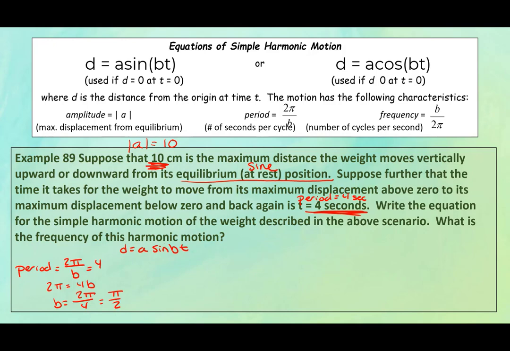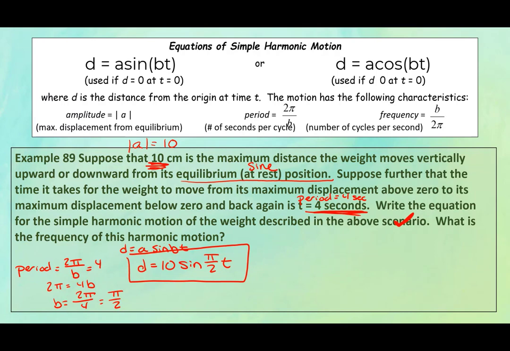So now we can put everything together to find the equation for the simple harmonic motion of the weight described in the scenario. So we know that D is equal to A, or in this case 10 sine of B, which we just found was pi over 2 t. So here is the equation for this simple harmonic motion. So we have done what this first question was asking, so we can check it off.